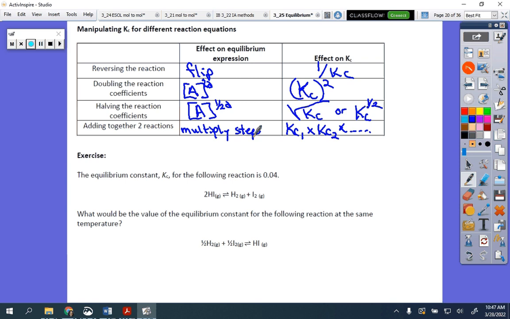It's a good question. So what's the difference between the first reaction and the second reaction? What have we done to it? Yeah, Nick. Okay, good. So we've reversed it and we've halved it. We've halved the coefficients. Right, exactly. So we take our 0.04, 1 over that, and then we are, does it matter? It doesn't. It should.